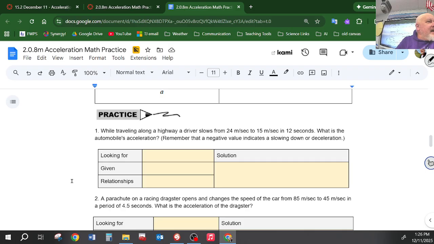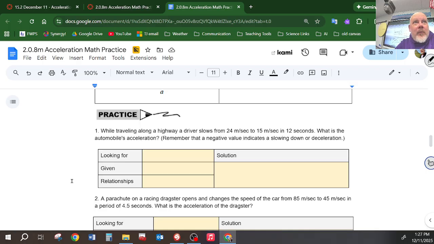The question goes on to say, what is the automobile's acceleration? And there's a little note right there that says, remember that a negative value indicates slowing down or deceleration. Technically, there's no such word as deceleration. It's a word we kind of made up. There's really only acceleration, positive acceleration, which means your speed is increasing. So if you're getting into your car and you're going from 0 to 60, that would be positive acceleration. But if you're going 60 miles per hour and you hit some traffic and all of a sudden you're slamming on your brakes, come to a stop, well, you're not going to go from 60 to 0 instantaneously.